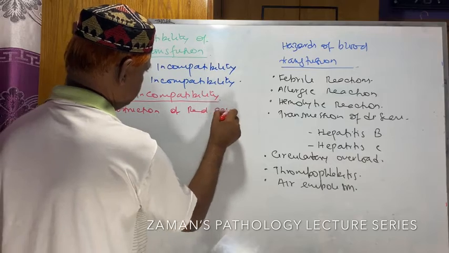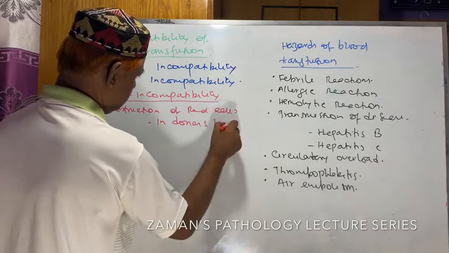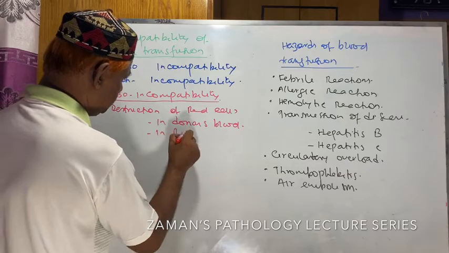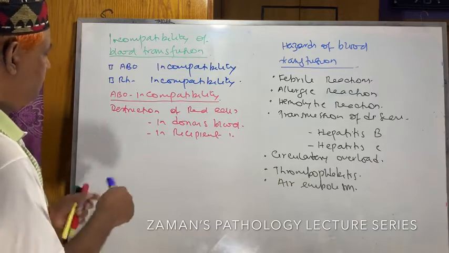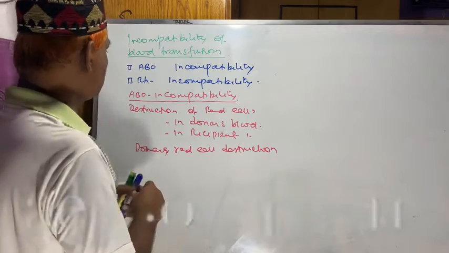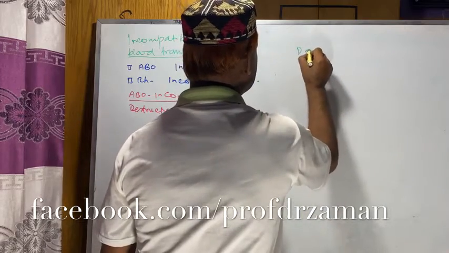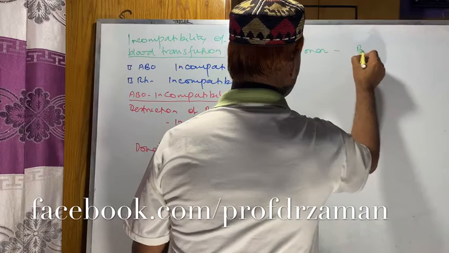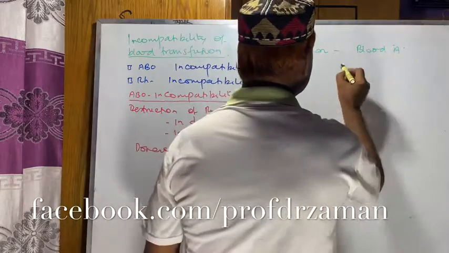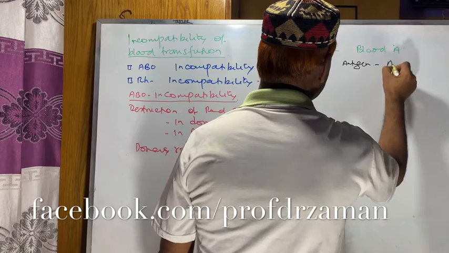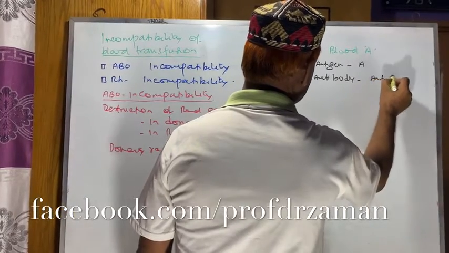So there is destruction of red cells in the donor's blood and also in the recipient's blood. Now come to red cell destruction in the donor's blood in case of ABO incompatibility. Suppose the donor is with blood group A. Here the antigen is A and the antibody is anti-B.